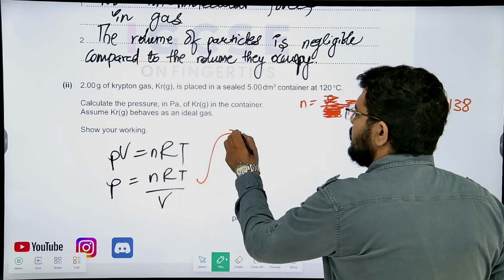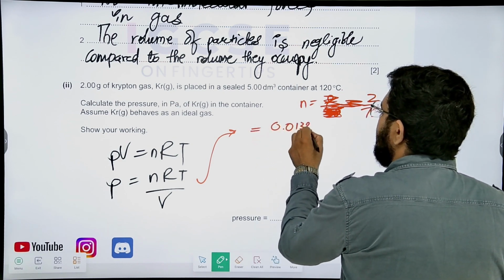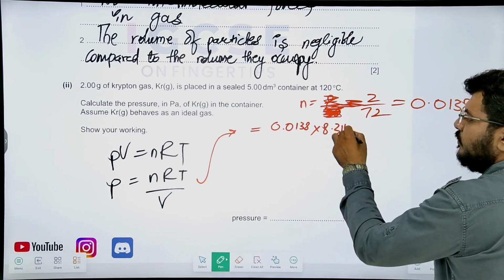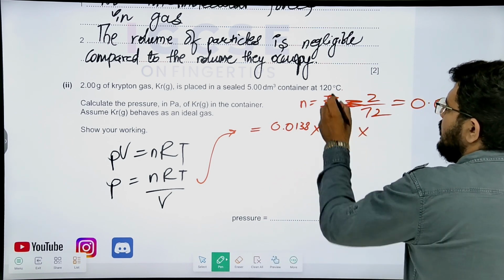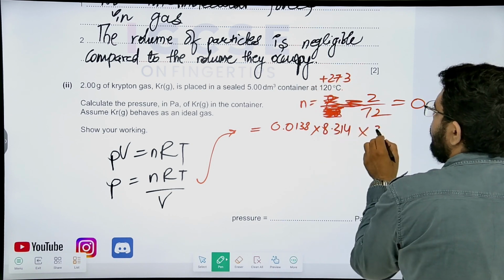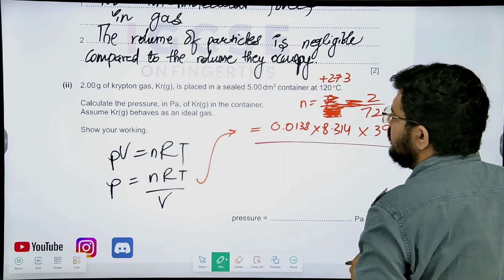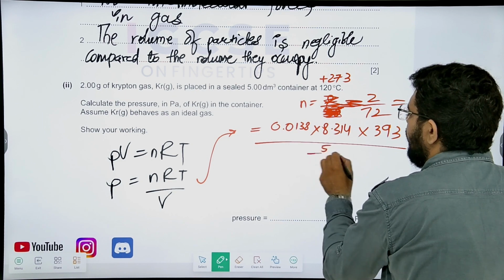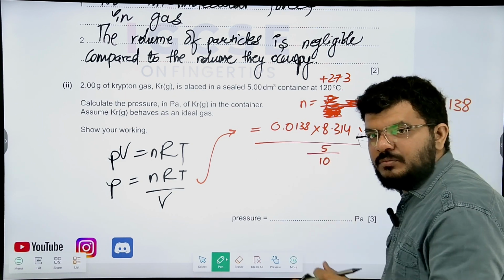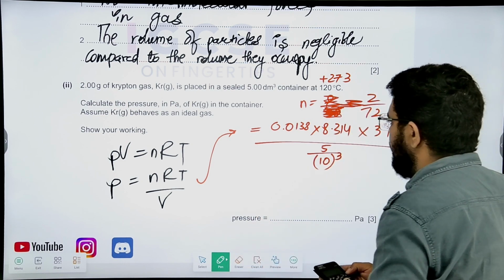So let's add all the values. So you have 0.0138 multiplied by R. It is 8.314 multiplied by temperature T. So plus 273, you must write this in Kelvin. So you have 393 as your temperature, and the volume is 5 dm cube. So 5 upon, 10 dm is 1 meter. So 10 cube, right, upon 10 cube.